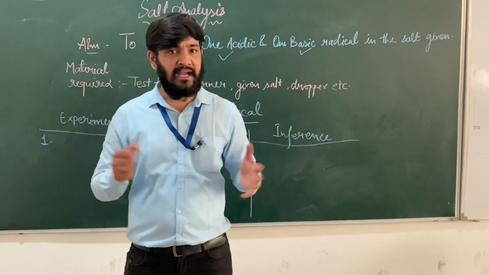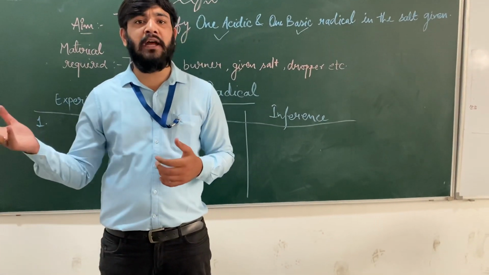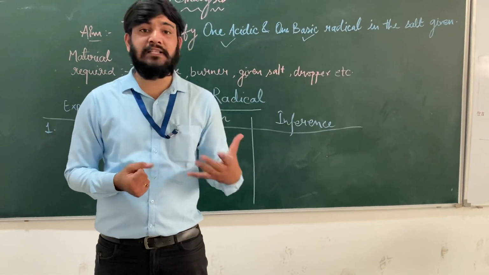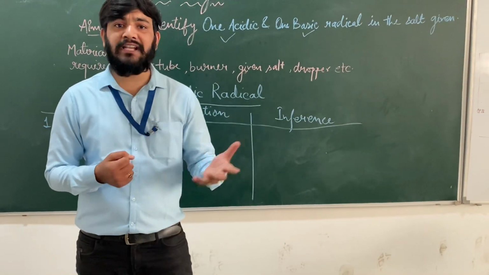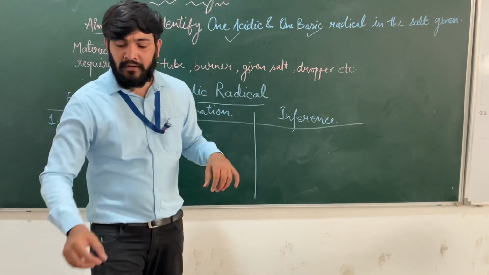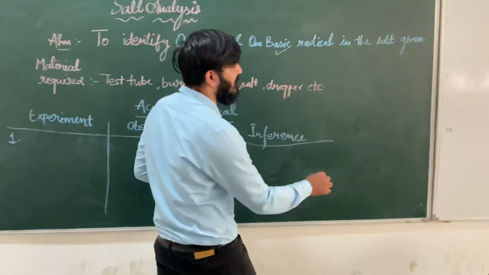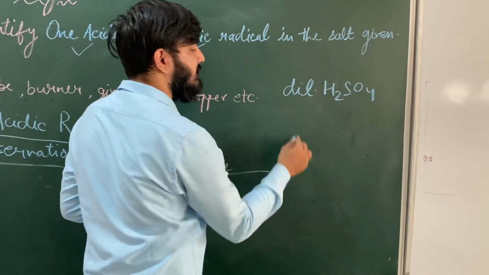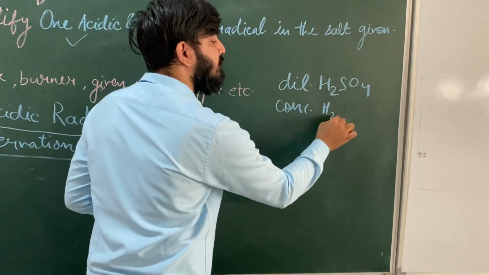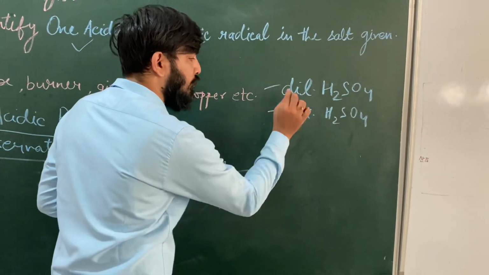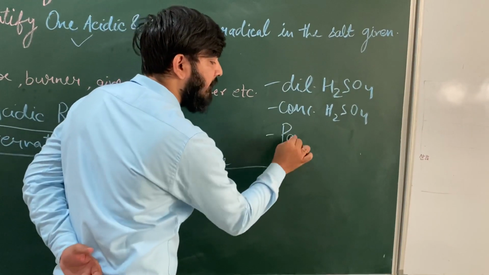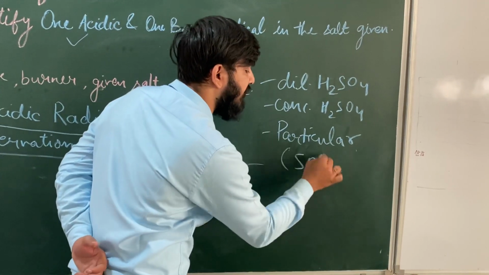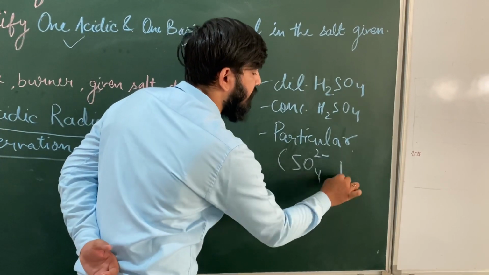As there are so many anions, we all know: chloride, bromide, iodide, nitrite, sulfate, carbonate, sulfide. So how will one start with the reactions? Now we will divide the reactions into three parts for the acidic radical. One will be with dilute H2SO4. Second will be with concentrated H2SO4. These are the two broad reactions and the third is your particular reactions. This will involve only sulfate and phosphate.